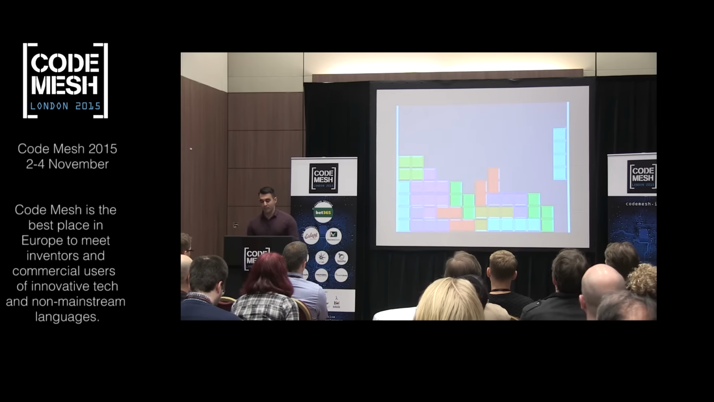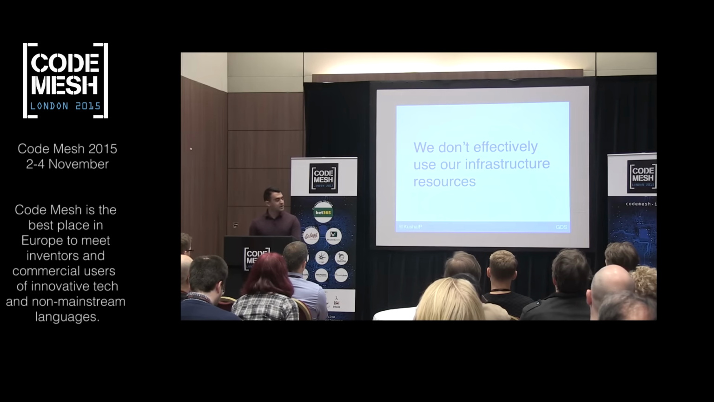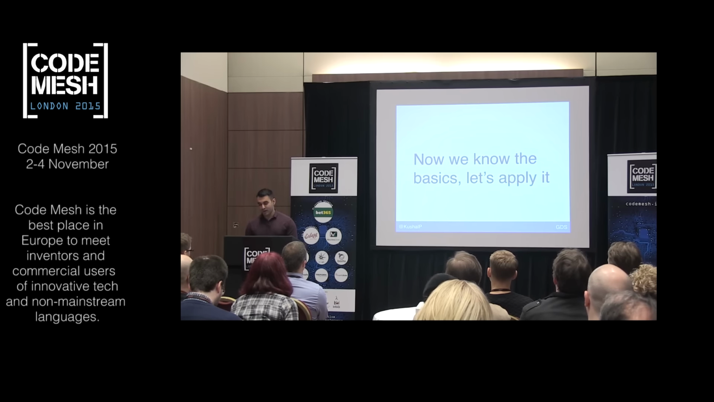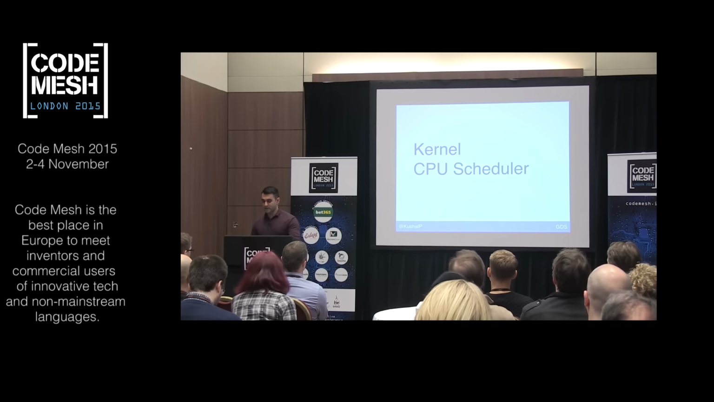bin packing. Bin packing is really important because we don't effectively use our infrastructure. If Amazon could do that for AWS, they might stop selling books, for example. But they could concentrate on one of the bigger cost points for them instead, which is electricity usage. So now we know the basics, let's apply it to something a bit more concrete.